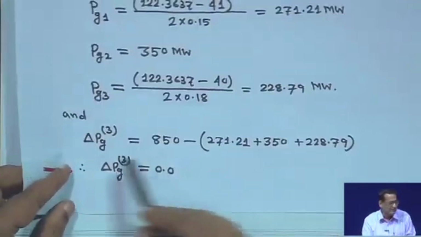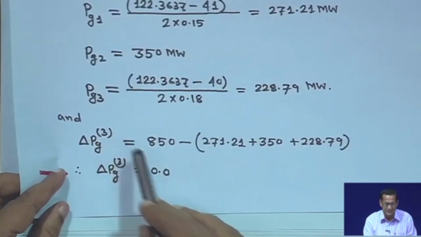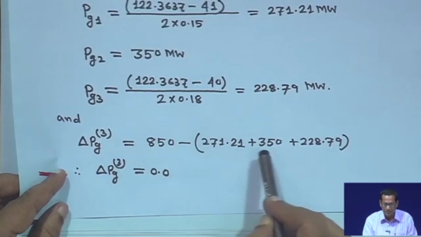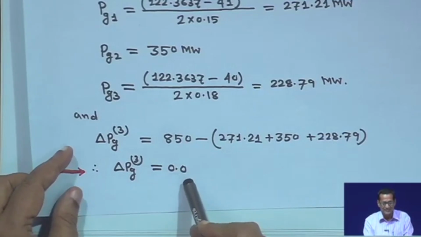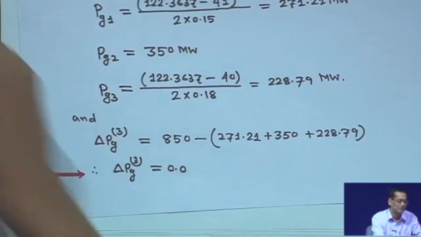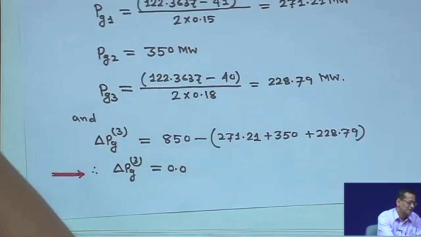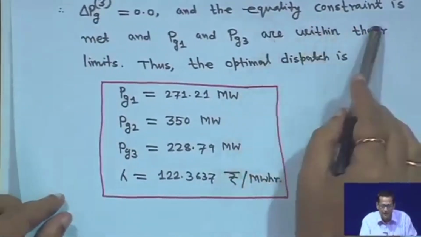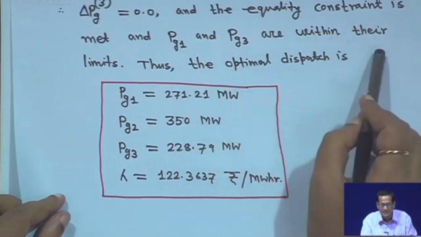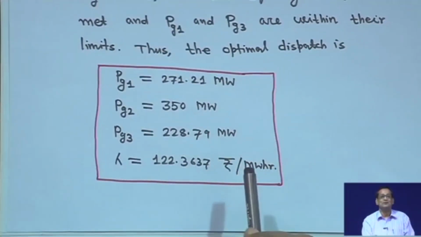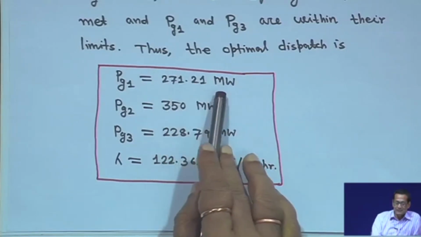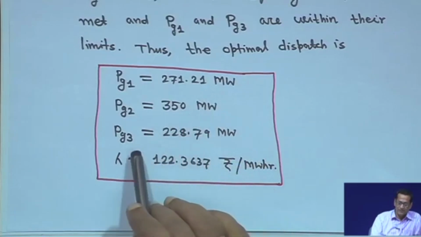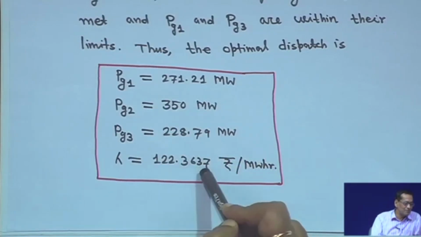Now, you calculate delta Pg3. It is 850 minus (271.21 plus 350 plus 228.79). So, delta Pg3 at the third iteration is becoming 0. That means the solution has perfectly converged. So, after the third iteration, delta Pg3 is equal to 0 and the equality constraint is met, and Pg1, Pg3 are within their limits. Therefore, this is the optimal solution when constraints are introduced for the generators. Pg1 is equal to this one, Pg2 is equal to this one and Pg3 is this one, and this is the value of lambda.